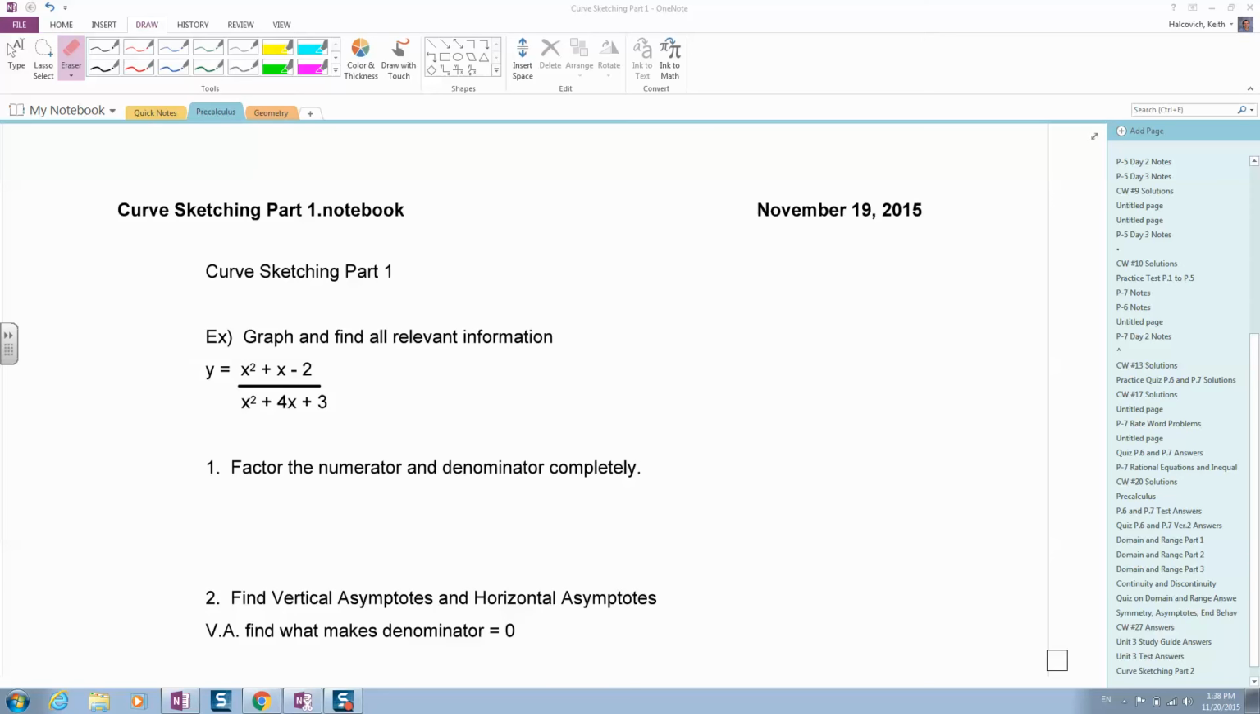All right, welcome to Curve Sketching Part 1. Today we're going to talk about how to graph these rational functions.